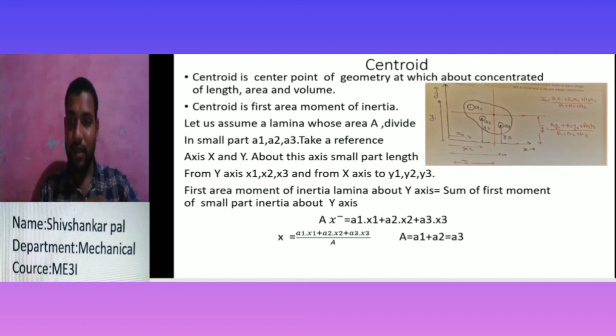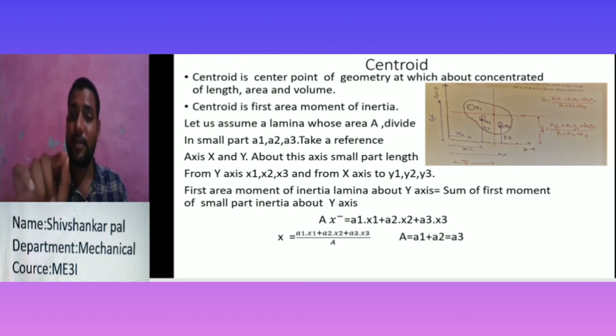The same procedure applies to y bar. Then y bar is equal to A1 y1 plus A2 y2 plus A3 y3 divided by A1 plus A2 plus A3. After finding x bar and y bar, we draw them on the actual geometry.